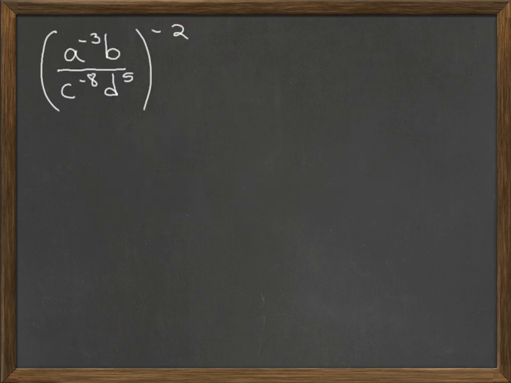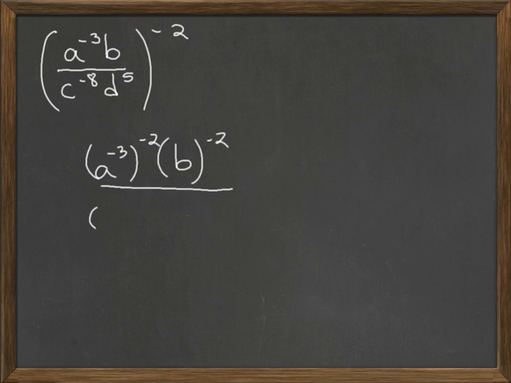All right, last but not least, we have a to the negative 3rd b over c to the negative 8th d to the 5th. And all of that is being raised to the negative 2nd power. Okay, so this is going to take a little bit of time. It might be a little time consuming, but all I'm doing is raising everything to the negative 2nd power. And in a minute, I will go through and apply the power rule. Okay, I think I did that right.